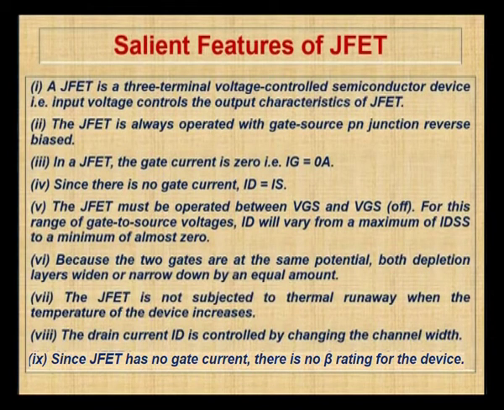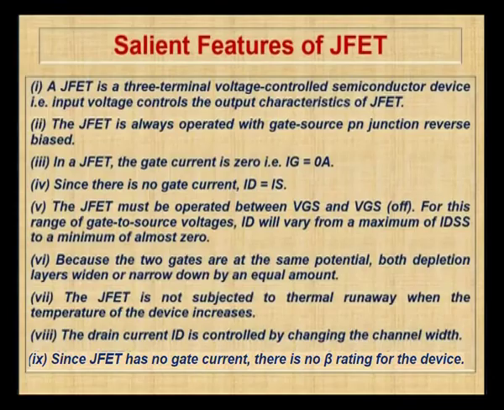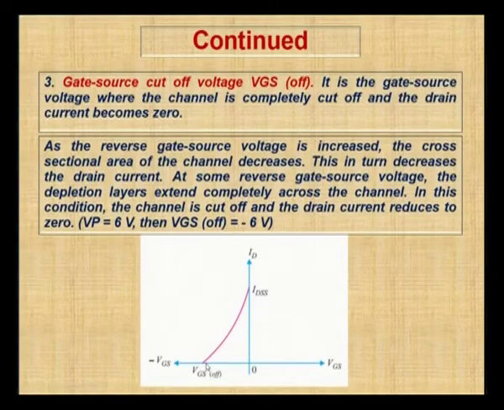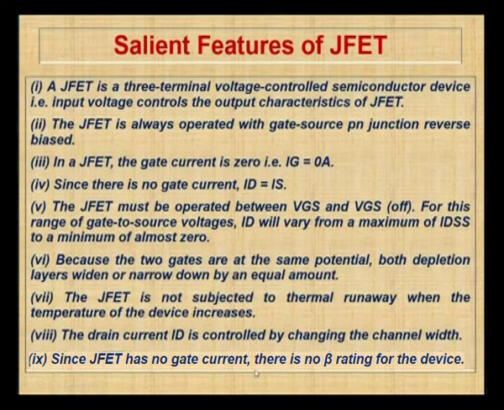Next, some of the salient features, some of the important points that we need to remember about JFET are: it is a 3-terminal voltage controlled semiconductor device, and the input voltage controls the drain current, which we also learned. It is always operated with the gate to source reverse voltage. This is an important point. We give reverse voltage because we need a high input impedance, and also the gate current is always 0. For proper operation of JFET, IG is equal to 0 always. Since there is no gate current, ID is always equal to IS.